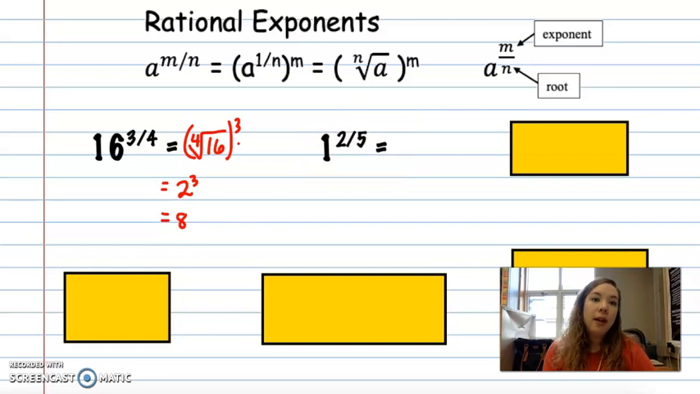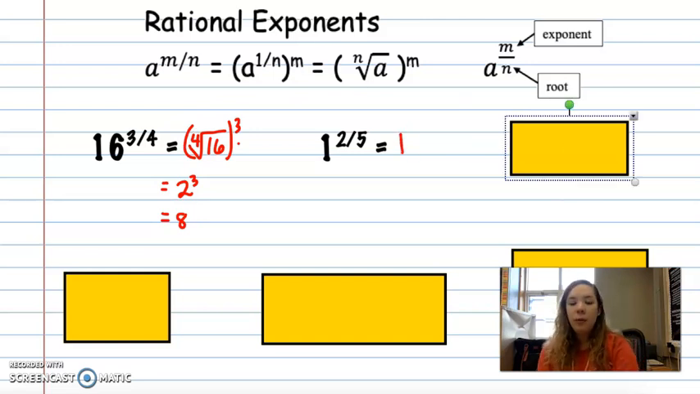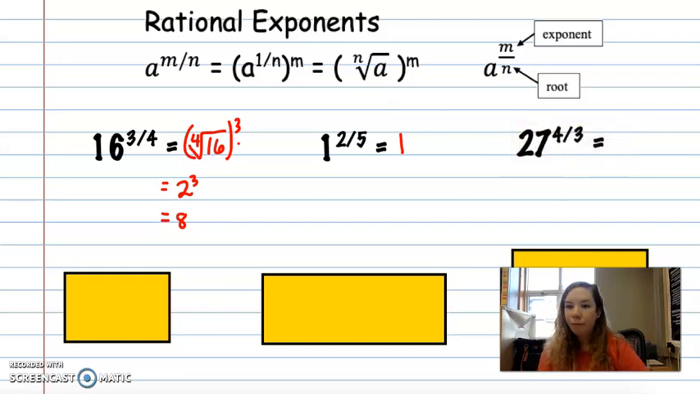1 to the 2/5 is so easy because 1 to any power, even a fractional power, is 1. Okay, if I take the 5th root of 1, that's 1. If I take 1 squared, that's still 1.